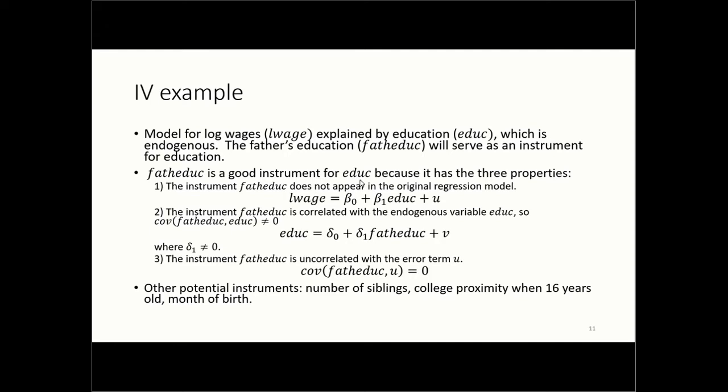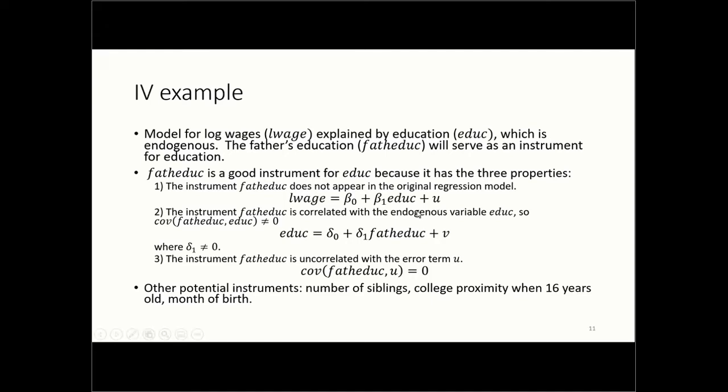The first property is that the instrument, father's education, does not appear in the original regression model. So the log of wage is only a function of education, and it does not depend on father's education. That seems reasonable because in our application, say for jobs, no one is asking us about father's education, therefore it's not a direct determinant of the wage.